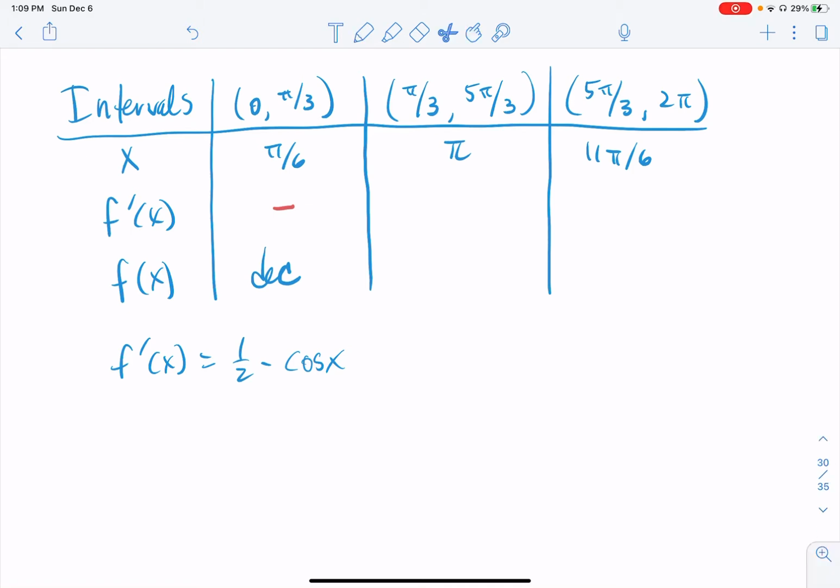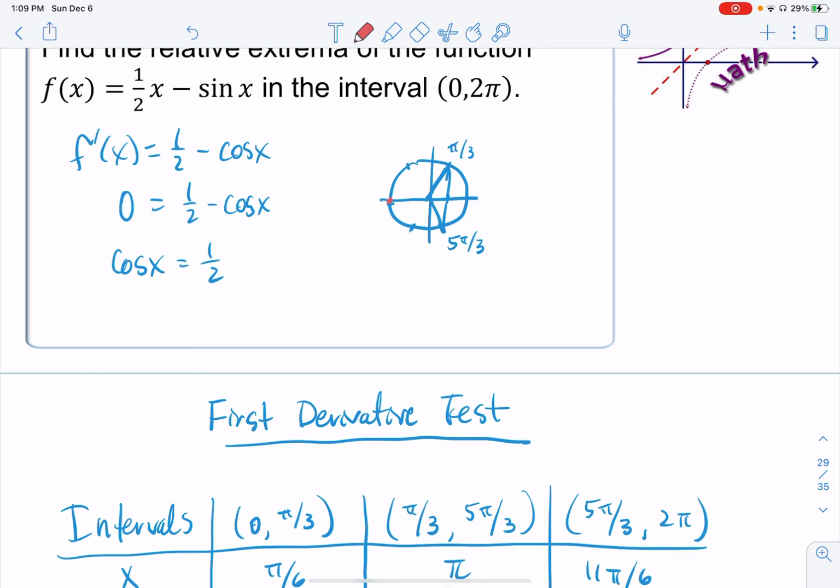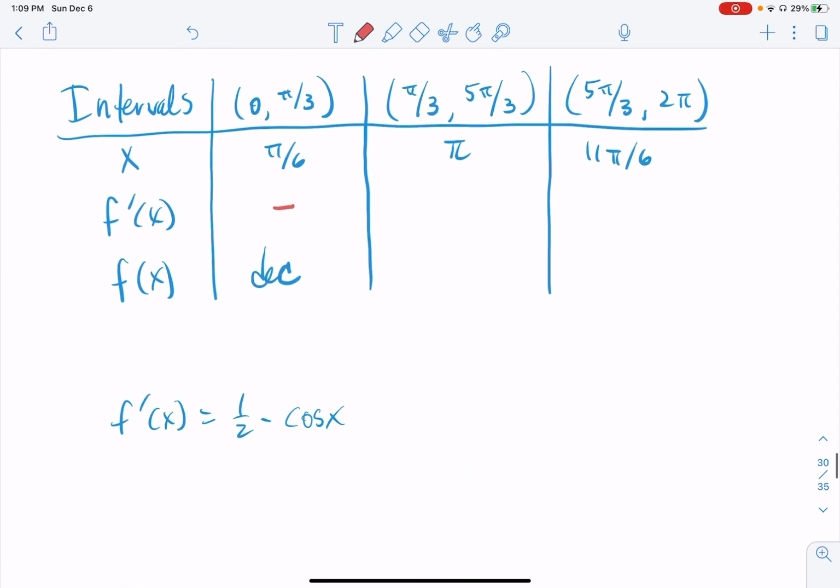Great, let me move this down a little bit. Now let's plug in a pi. Cosine of pi is -1. So 1/2 minus a negative makes this thing a positive, which means that our function must be increasing there. I'm going to pause there for just a second. If we decreased and then we increased, what did we just find there? That must be a relative minimum at that particular x value of pi over 3.